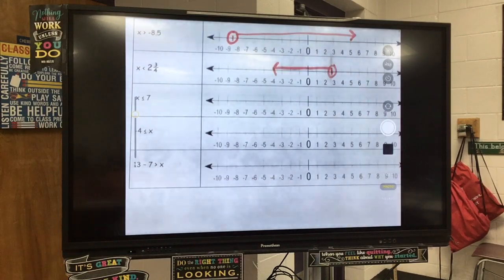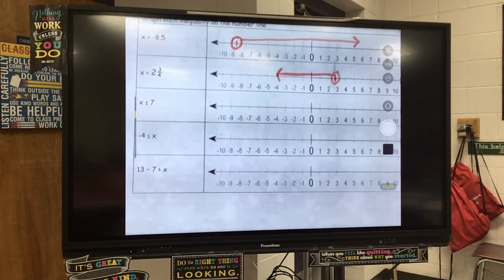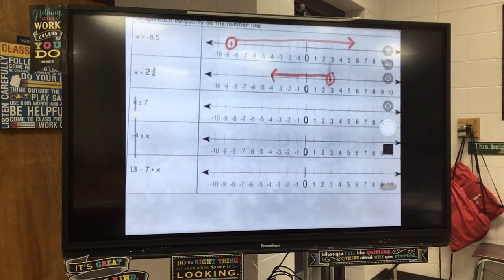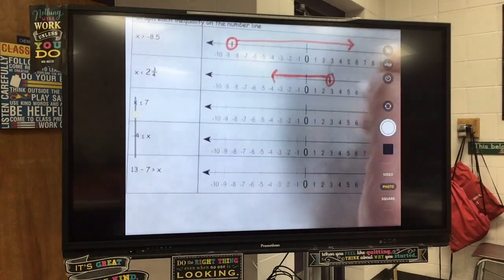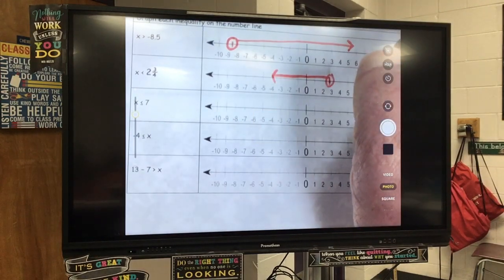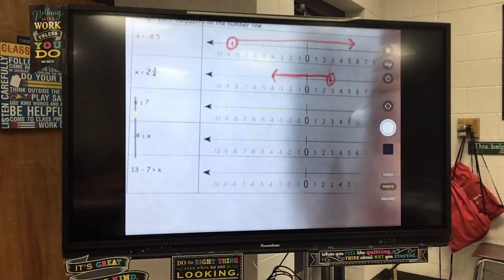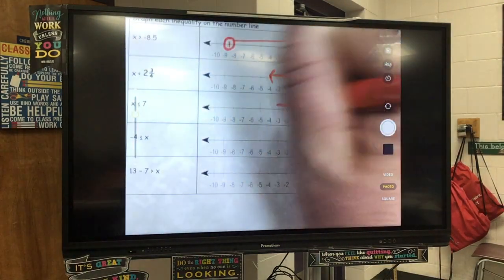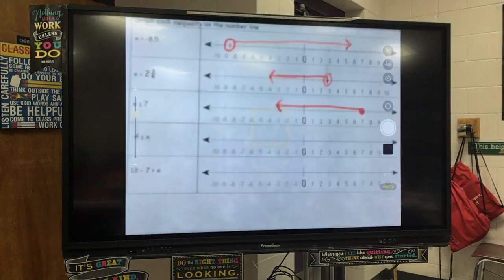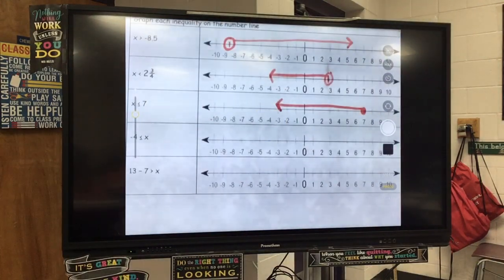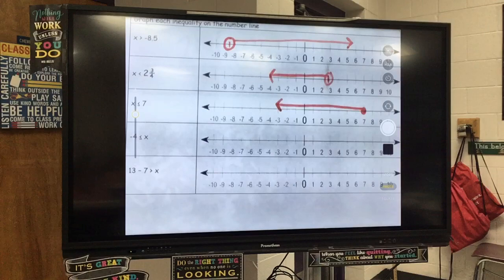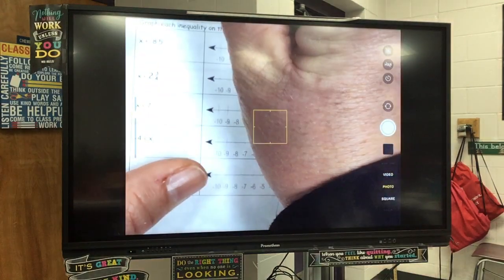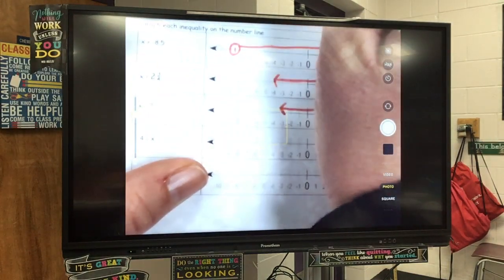All right, Garrett. You're pointing at 7. Okay. It's a closed circle, and we're going to the left. And then give me a number that makes that true. 1 is less than or equal to 7. Perfect.